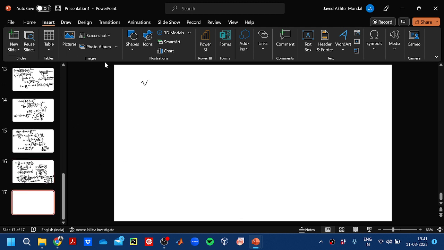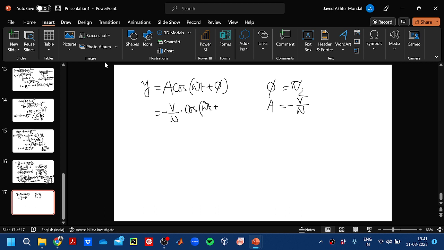So the equation that we are getting is y equals A cosine of omega t plus phi. It turns out that this phi is pi by 2 and A is minus v by omega. If we plug them in, we will get minus v by omega into cosine of omega t plus pi by 2. But this is minus sine omega t. So this will give us v by omega sine of omega t. So this is the solution of our given problem for any time.